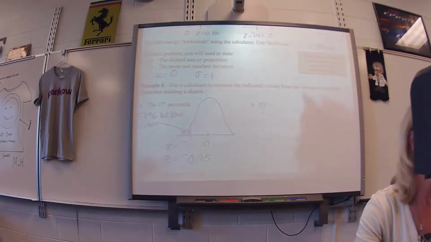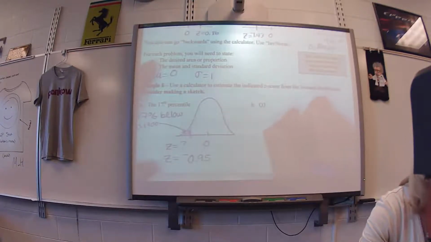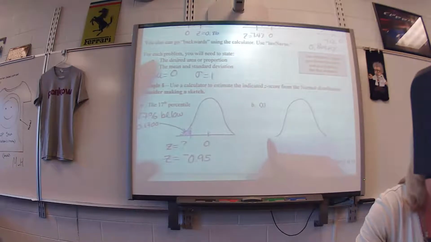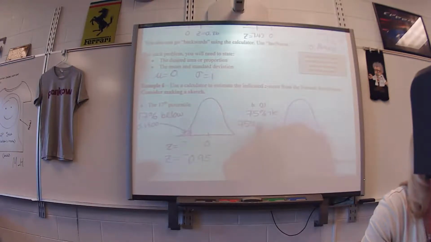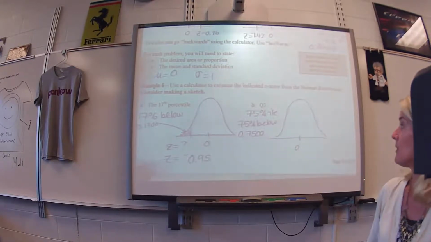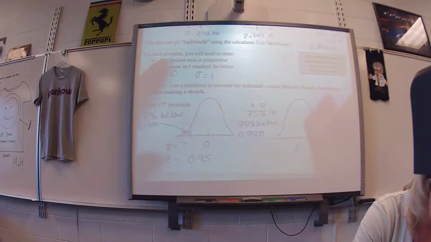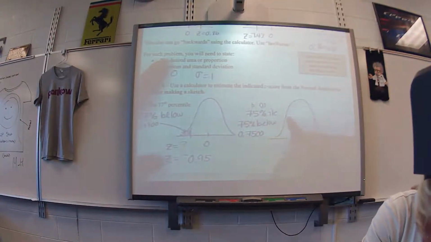All right, Q3. If Q1 is your 25th percentile, Q3 is your 75th percentile. So 75th percentile, so think of 75% below, so think of 0.7500. All right, so we're centered at 0. If I went 75% below, I'm way up here somewhere. So Z is my question mark. And this whole area is 75%.